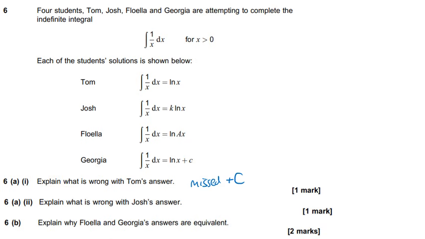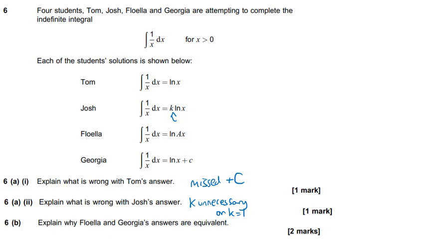What's wrong with Josh's answer? Well, it shouldn't have a k in there. k is unnecessary. Or you could just say that k should be equal to 1. There's no point in writing k. That's the problem there. And then the last one, explain why Floella and Georgia's answers are equivalent.